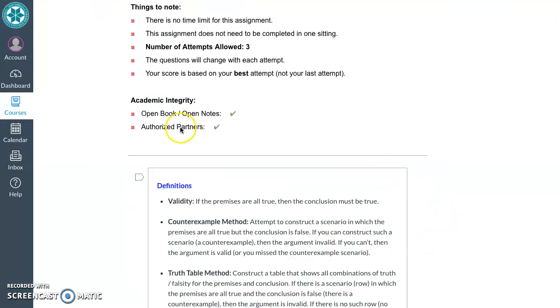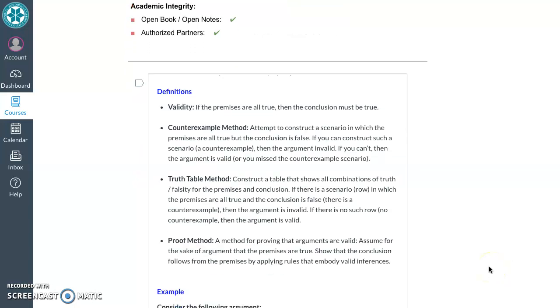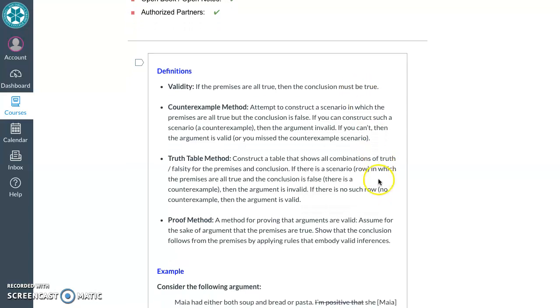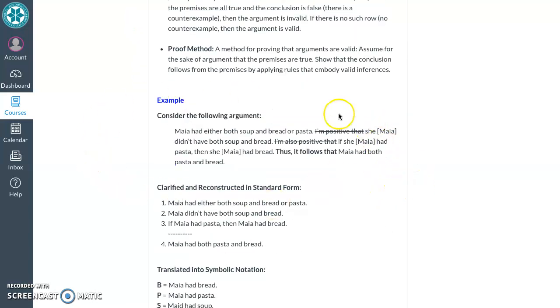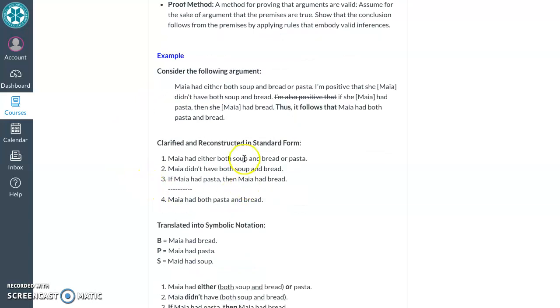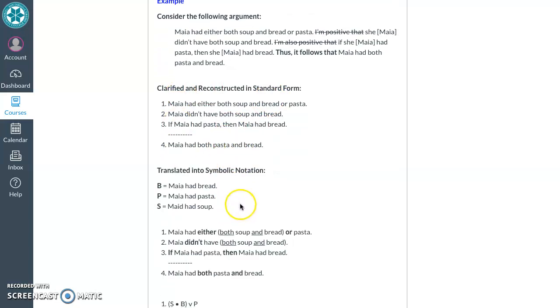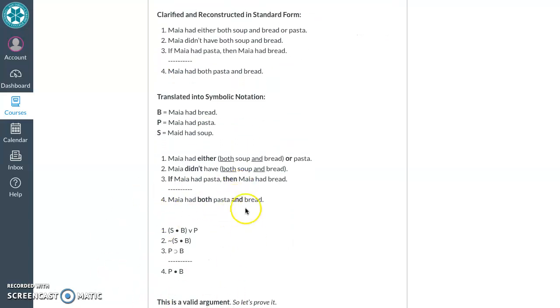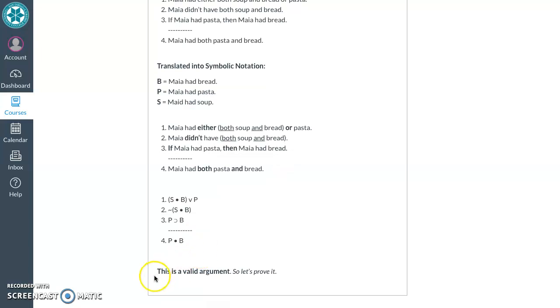Okay, so the beginning of the first proof homework is trying to connect this material to what we've been doing all semester, summer, with Unit 2, the logic portion of the course. So we're starting with an example argument using skills that we developed earlier: clarify, reconstruct in standard form. Let's translate it into symbolic notation. Here's our argument in symbolic notation, and I'm telling you, this is a valid argument. And what we're going to do now is prove it.